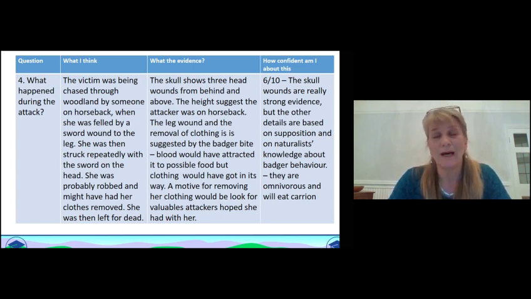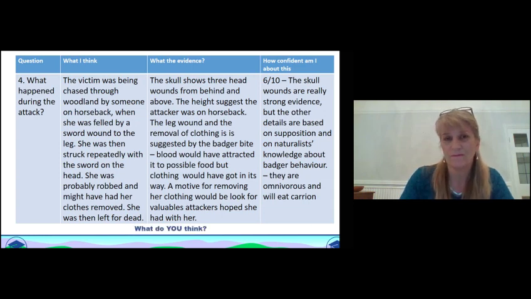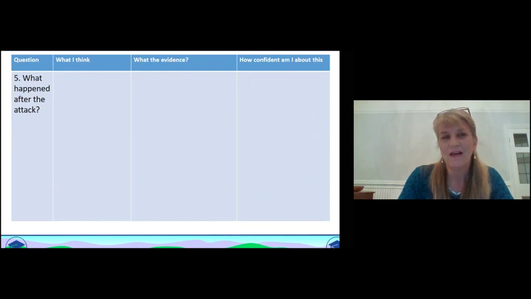How confident am I about this? Well, I gave it a 6 out of 10, though I might think 7 out of 10 on an optimistic day. The skull wounds are really strong evidence, but the other details are based on supposition and on naturalist knowledge about badger behaviour. We know they're omnivorous and we know they will eat carrion, dead meat. Again, what do you think? Next question, what happened after the attack?